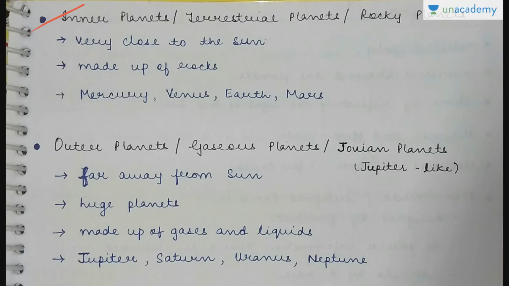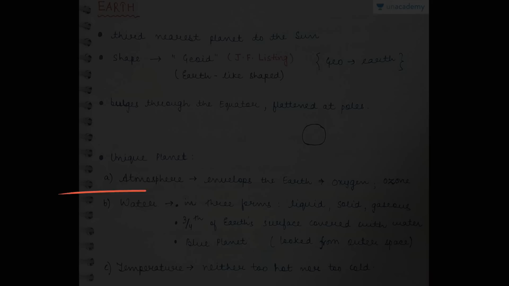Then the outer planets, the other 4: Jupiter, Saturn, Uranus and Neptune. They are the outer planets or the gaseous planets. So they are made up of gases or liquids. They are also known as Jovian planets because they are very similar to Jupiter. So they are huge planets and far away from the sun.